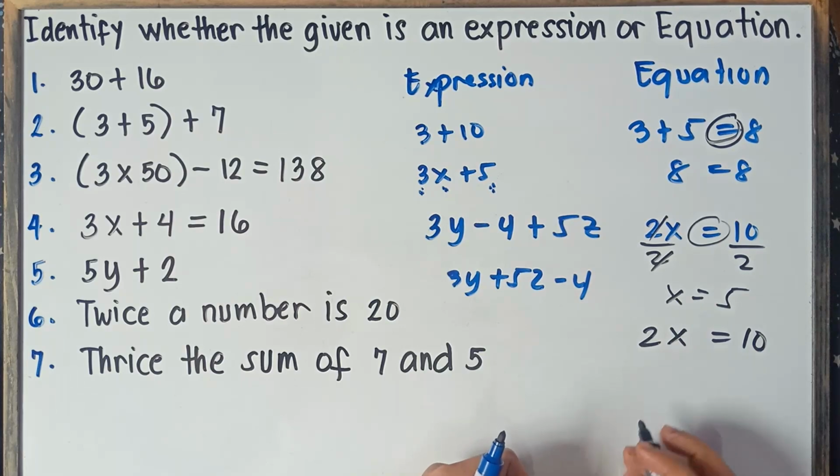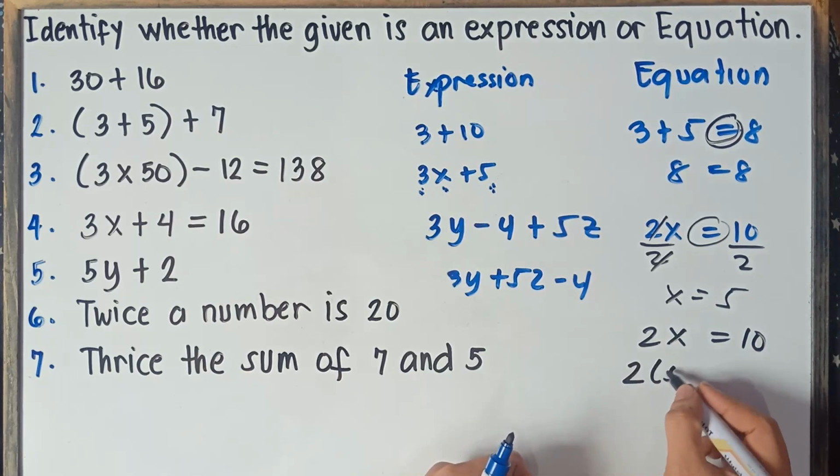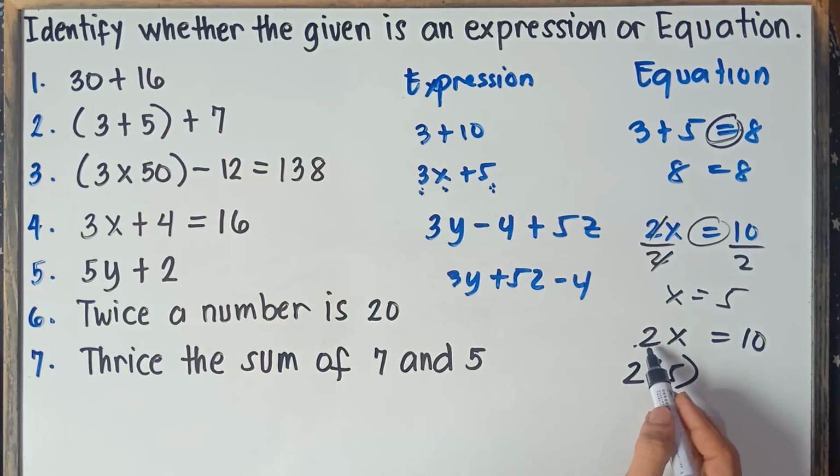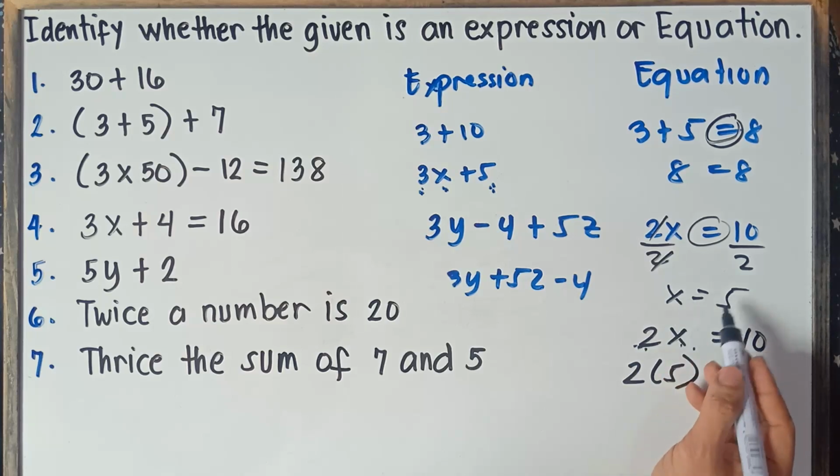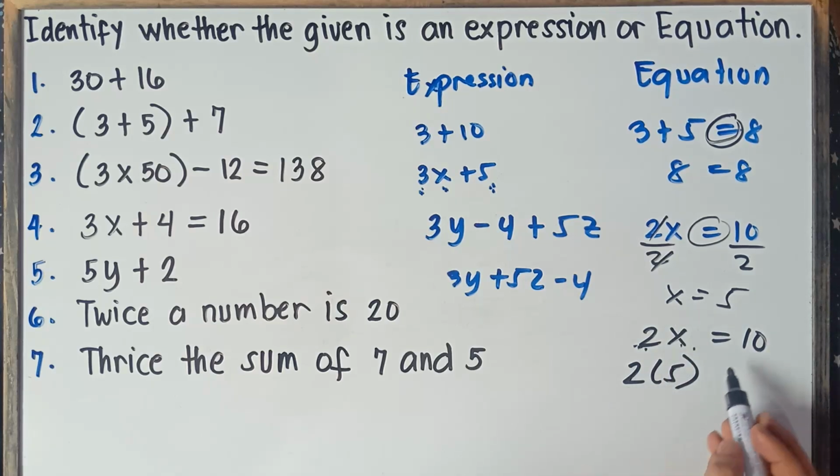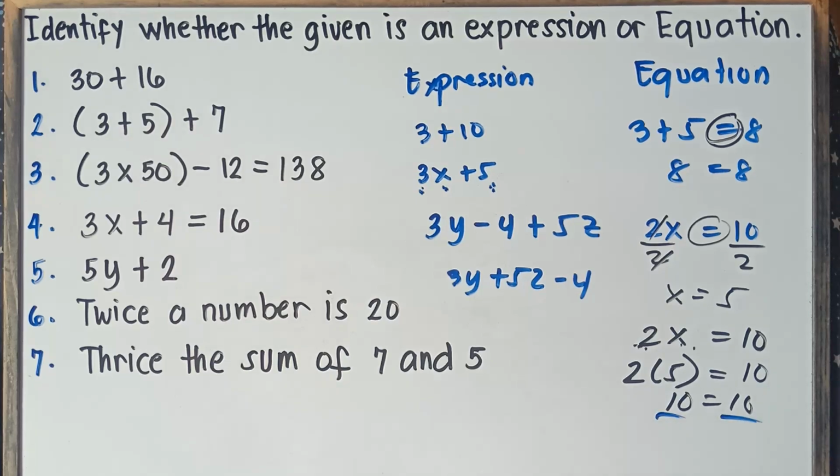So 2x equals 10, x is equal to 5, so this will be 2 times 5. Once again, if you have 2x, it means 2 times x, and our x value is 5. So 2 times 5 is equal to 10. So 10 is equal to 10. So the left expression is equal to the right. That's the thing, class, with regards to equations.